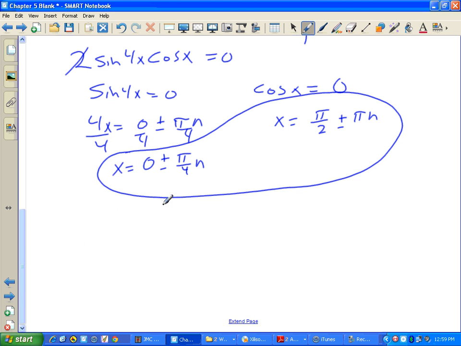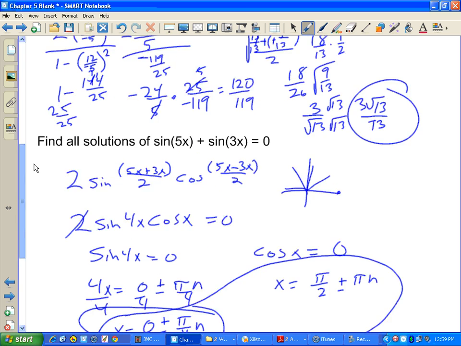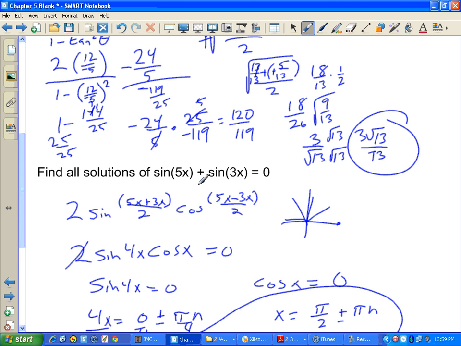So if I want to list some possibilities for x values, pi over 4 is a solution, pi over 2 is a solution. In fact, this alone covers all of these, so really I just need this, because this is going to cover all the multiples of pi over 2. So I could have pi as a solution, 0 would be a solution, 3 pi over 4 is a solution, 3 pi over 2 is a solution, 5 pi over 4. Okay, all these multiples of pi over 4. If I put any one of these into this function, I'm going to get an answer of 0.